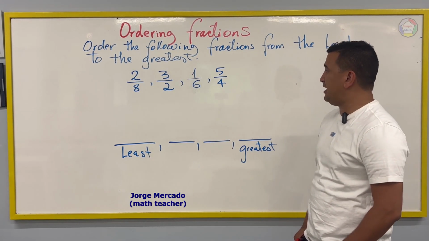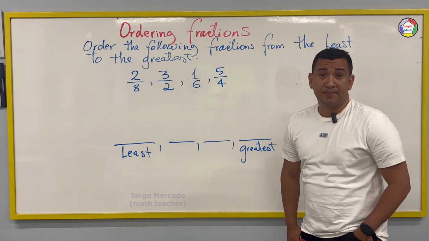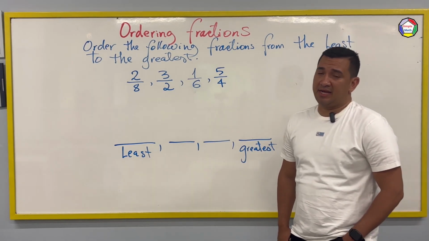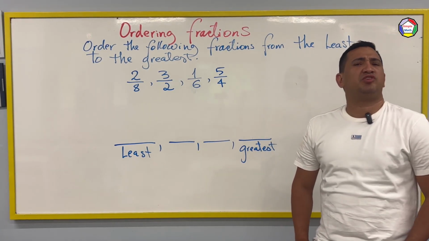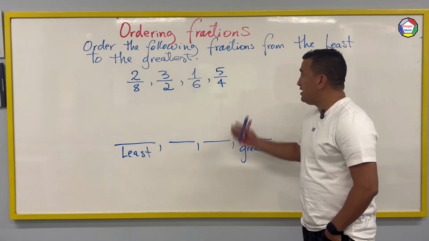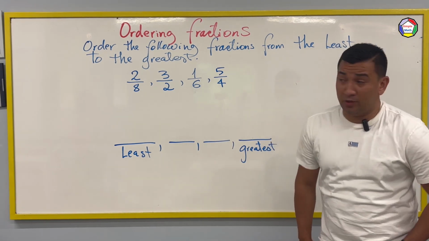Today I will explain how to order fractions from least to the greatest, and in the next video I will explain how to order from greatest to the least, which is basically the same process. We have 4 fractions in this example.